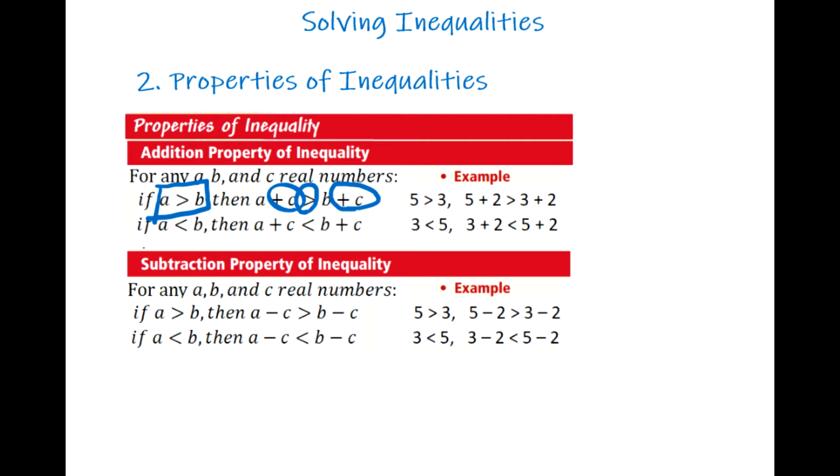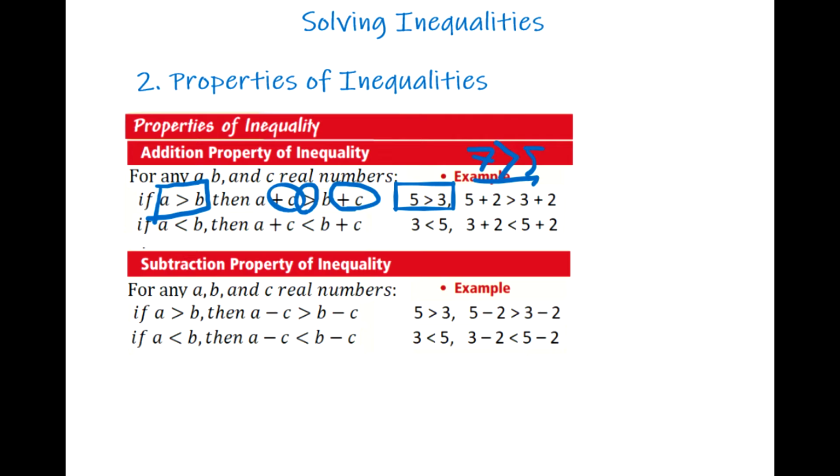For example, suppose that we have 5 is greater than 3, and if we add 2 on both sides, still we're going to have 5 plus 2, which is also greater than 3 plus 2. And once you do those calculations, then we're going to have 7 is greater than 5. And still, as you can see, it is valid.